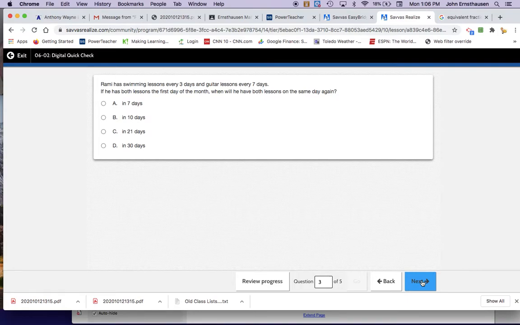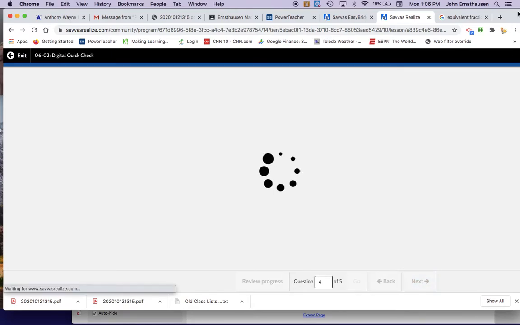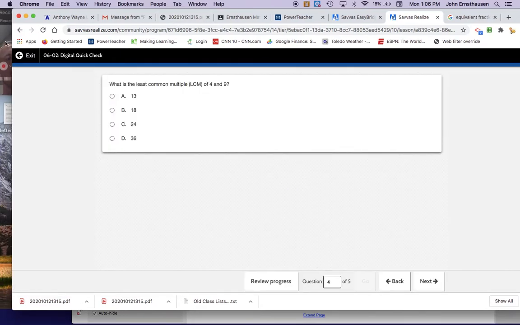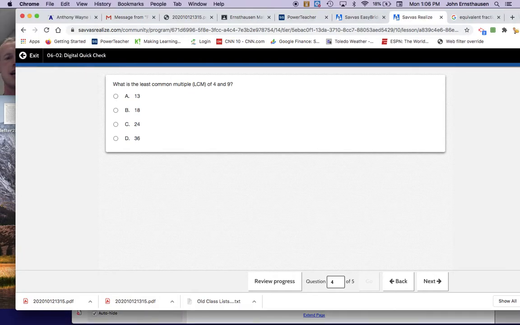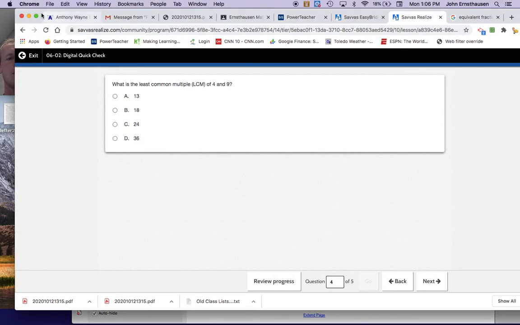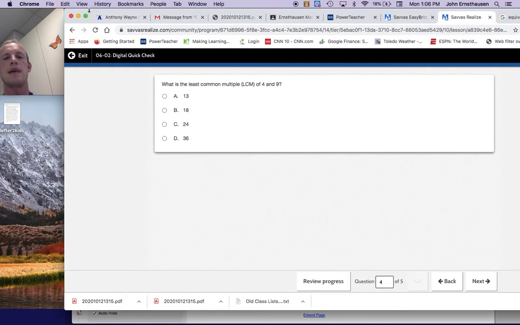We're talking about common multiples. So you're going to make a list, common multiples of 3 and 7. You're looking for the lowest one. Alrighty, so as we head in here for number, I believe this is 4, what is the least common multiple of 4 and 9? It literally tells you what to do.